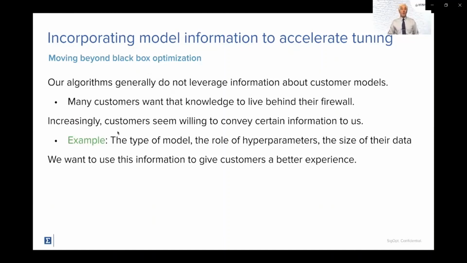However, increasingly, we have seen customers who seem willing to convey certain information to us, perhaps the type of model they're studying, maybe XGBoost or scikit-learn, the role of hyperparameters, maybe that something is a learning rate or a momentum, and maybe even elements regarding the size of their data, how many rows, how many columns exist in perhaps a supervised learning problem. We want to use this information, if possible, to give customers a better SigOpt experience.